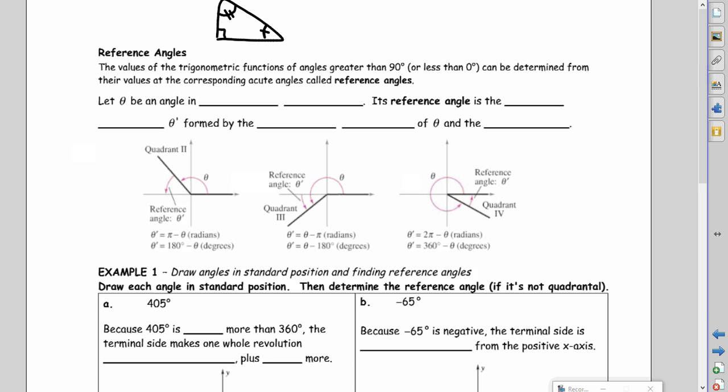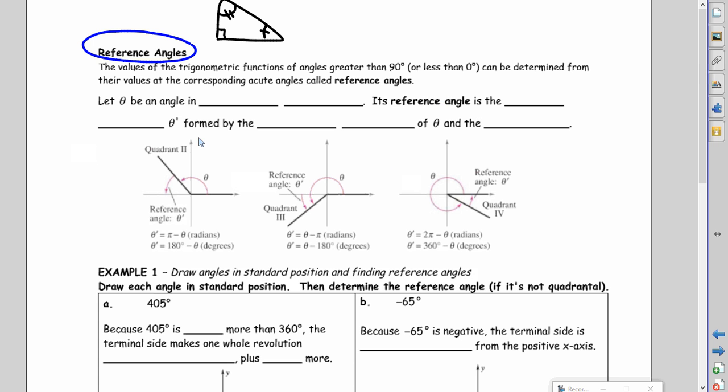So what we do to kind of fudge it so that we can turn everything into these right triangles is we create reference angles, okay? So the values of the trigonometric functions of angles greater than 90 or less than 0 can be determined by using their values at the corresponding acute angles called reference angles.